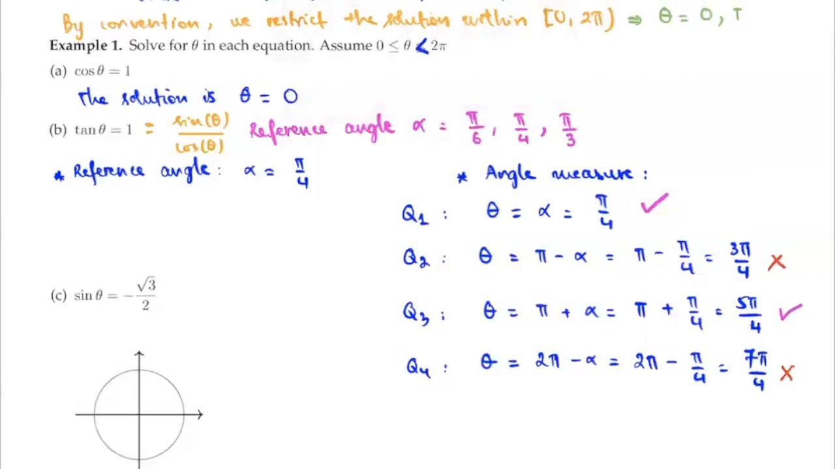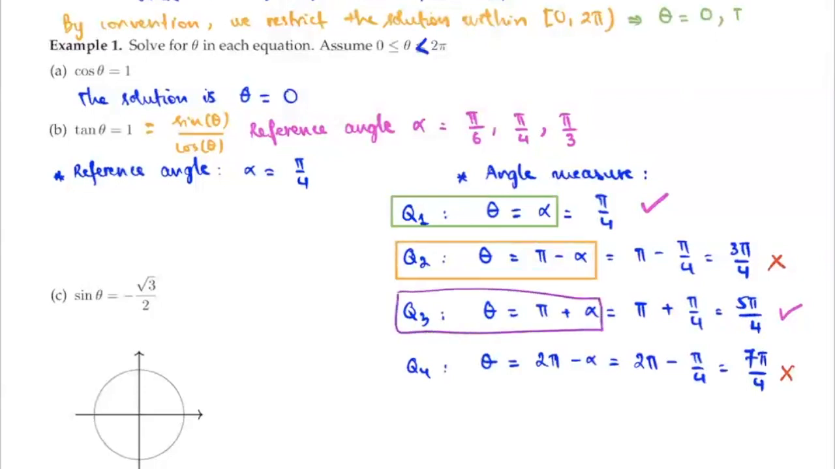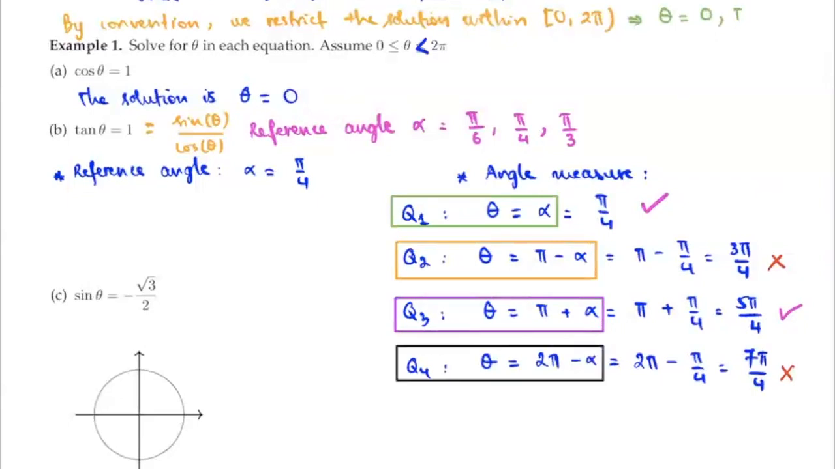So here theta, related to the reference angle, is going to be the same for all the problems. In quadrant 1, this is going to be the formula. In quadrant 2, this is going to be the formula, always going to be the case. In the third quadrant, here is the formula. And in the fourth quadrant, this is the formula. Okay, so we're going to do the same thing starting in problem C and so on.